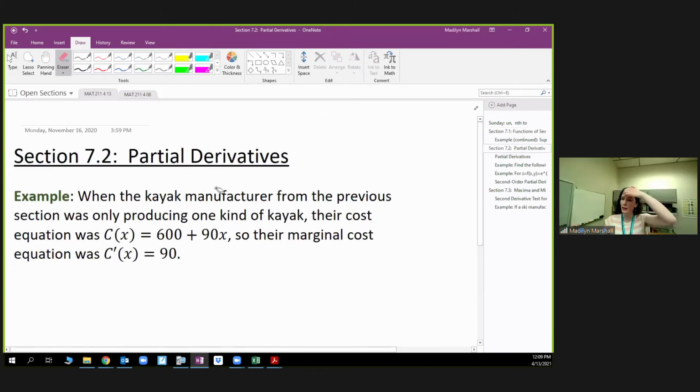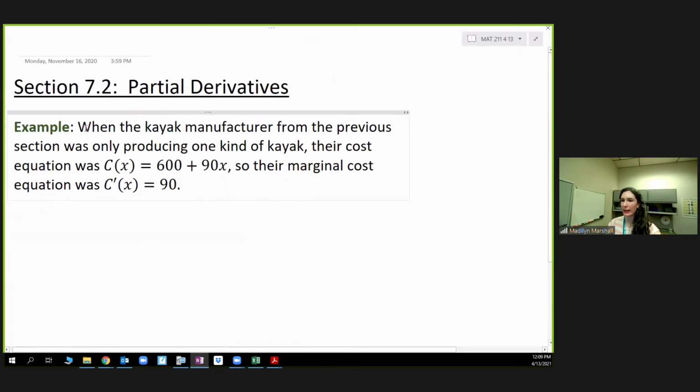Okay, so we're going to continue with this kayak example. Section 7.2 is called partial derivatives, and we'll talk about what that is in just a little bit. But we're going to talk about this kayak again.